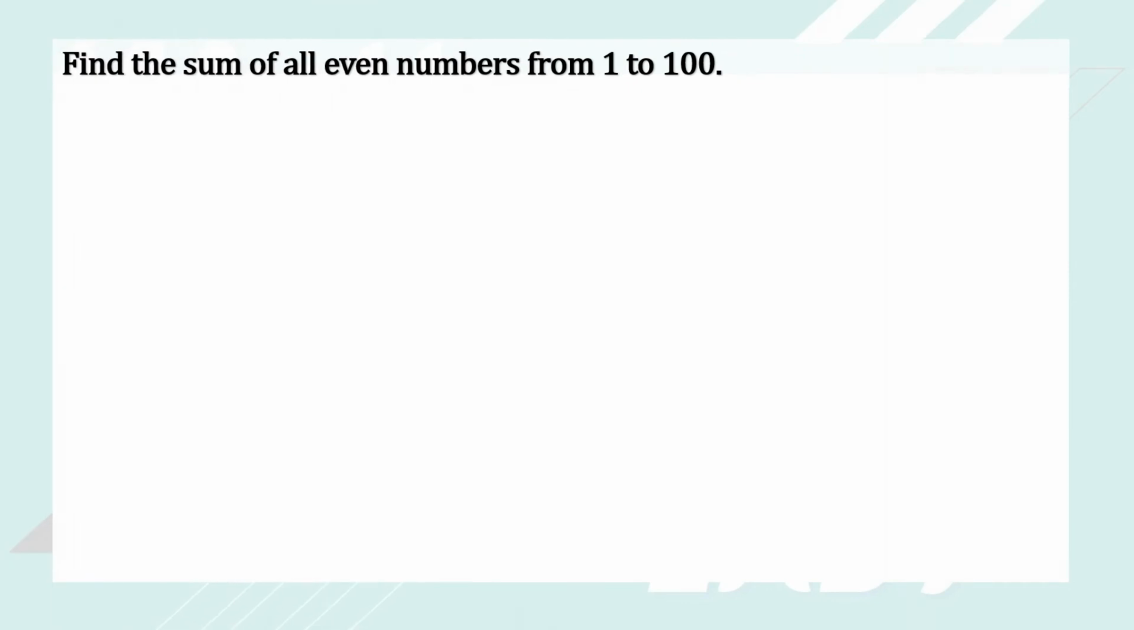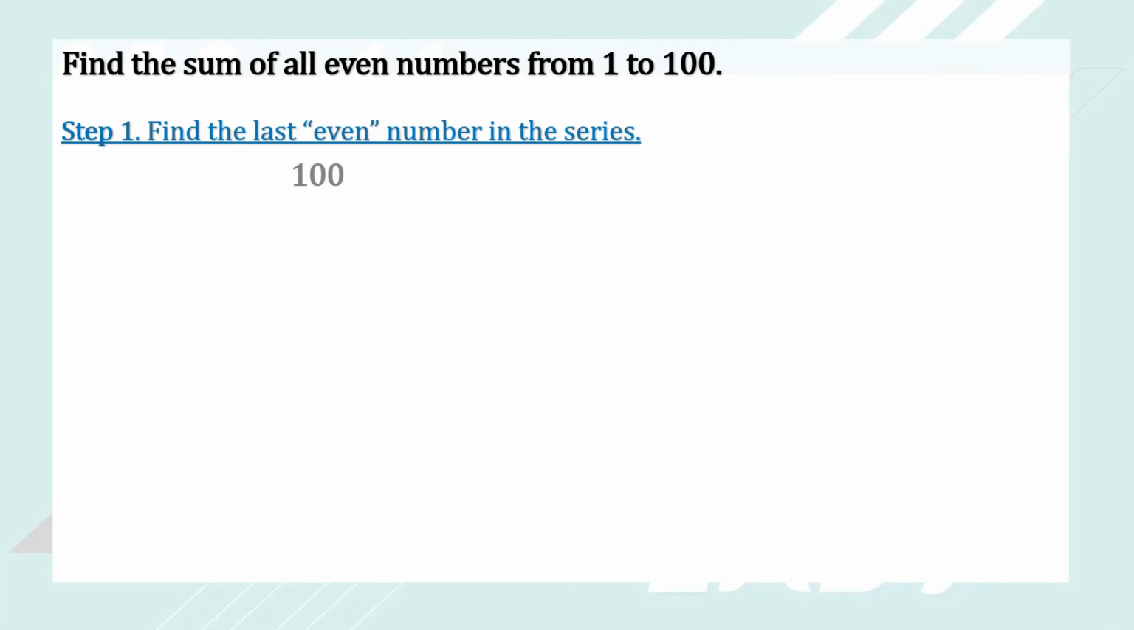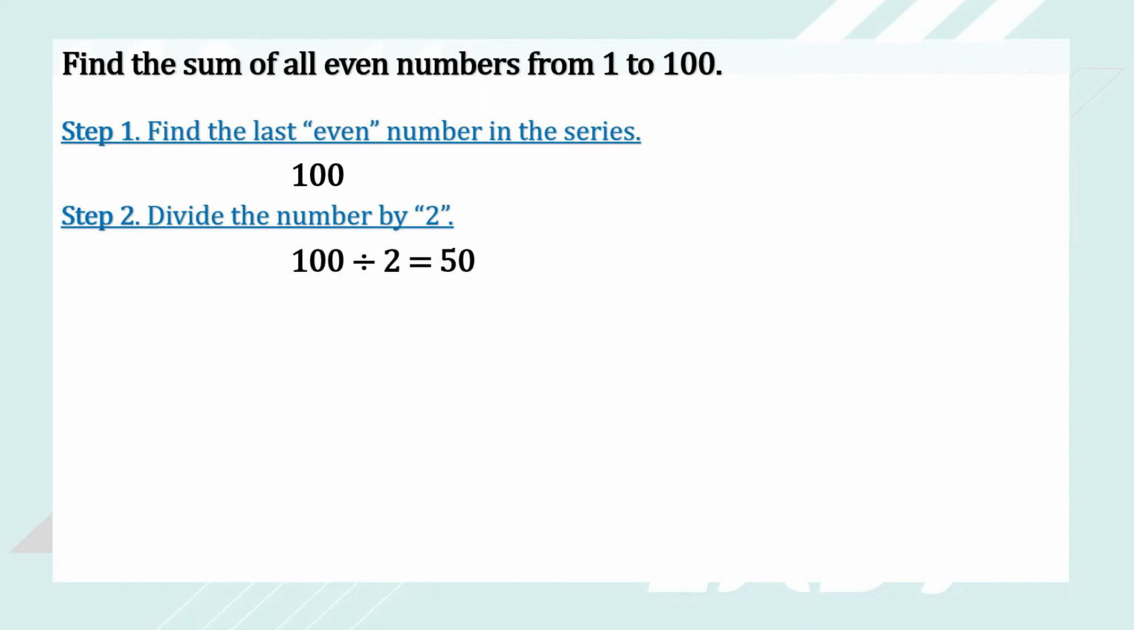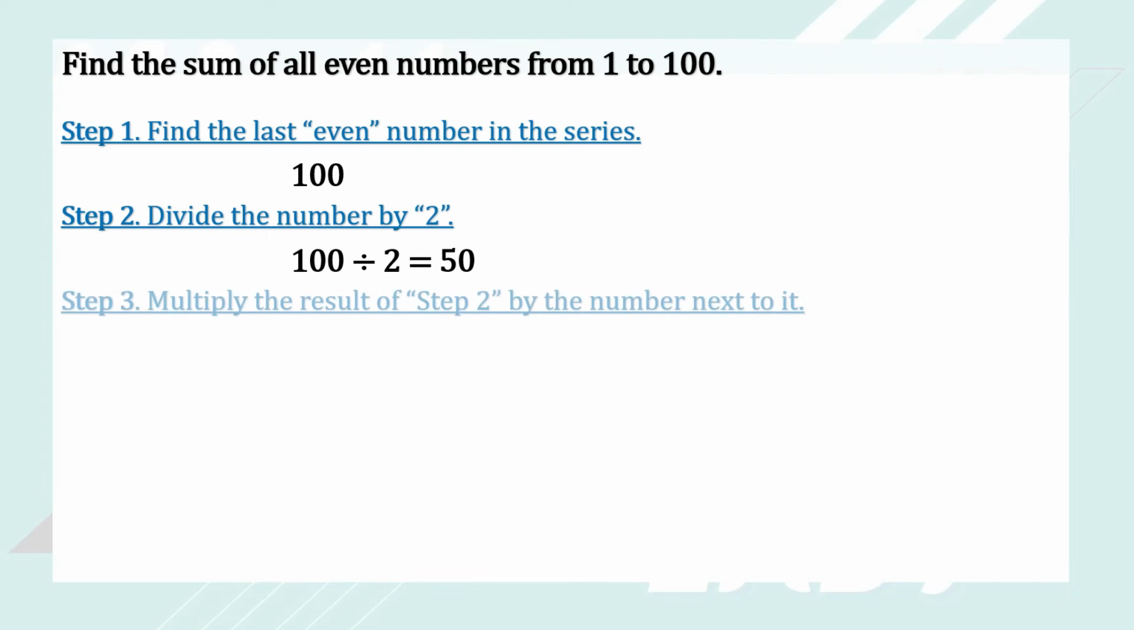So, punta naman tayo sa arithmetic series ng mga even numbers. For our first example, find the sum of all even numbers from 1 to 100. Step 1, find the last even number of the series. So, ang last even number natin dito ay 100. Step 2, divide the number by 2. So, 100 divided by 2 is equal to 50.